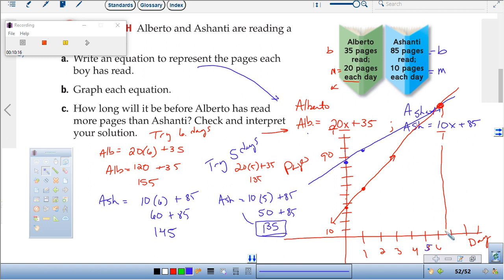Okay. 6 days. 6 days, Ashanti has read more. Oh, my bad, my bad. Alberto has read more at 6 days. And at 5 days, they're equal. The question is, how long would it be before Alberto has read more pages than Ashanti? Before he has read more. So I'm going to go with 6 days, he's more. 5 days are equal.